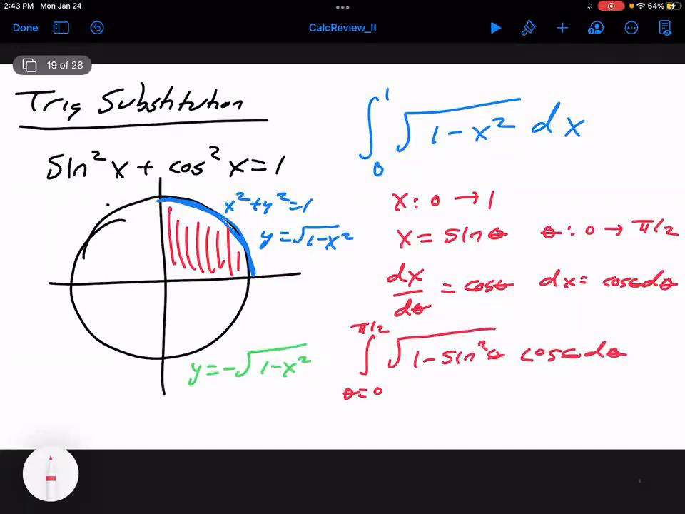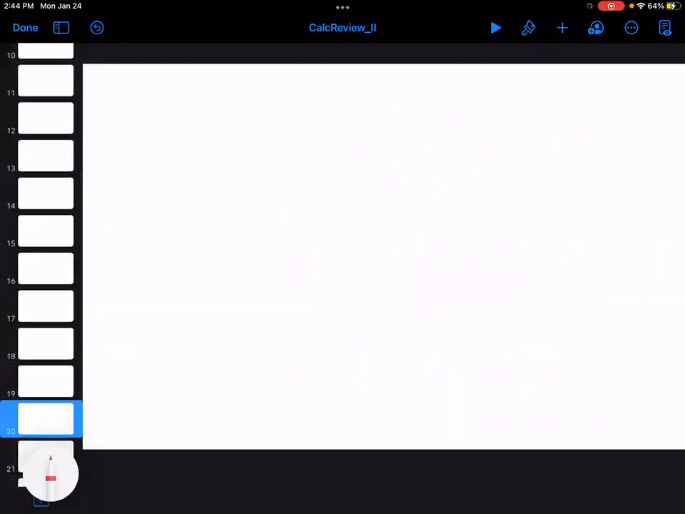Well, what's the square root of 1 minus sine squared? That's just cosine. So this is just the integral from 0 to pi halves of cosine squared of theta d theta. And now the question is, can we do that integral? There's a lot of ways to do this integral.